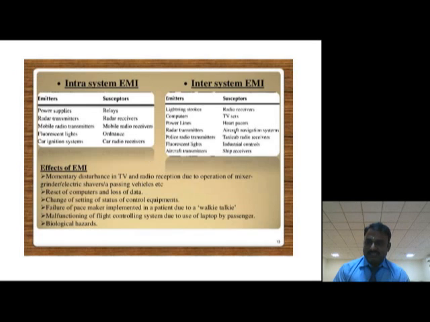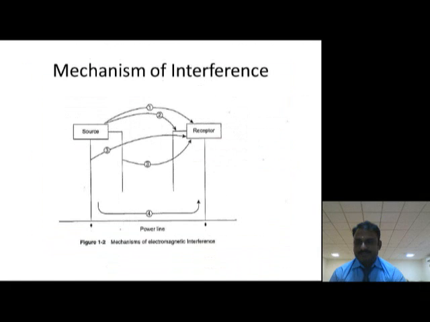Here are the examples given: intra-system, power supplies, radiation, radar emitters, and mobile radio transmissions, everything acting as intra-system EMI. And for inter-system EMI, you have computers, power lines, radar transmission, everything acting as inter-system EMI. These are some examples of intra-system and inter-system EMI, and the effects of EMI are listed here. And this is the basic mechanism of interference.